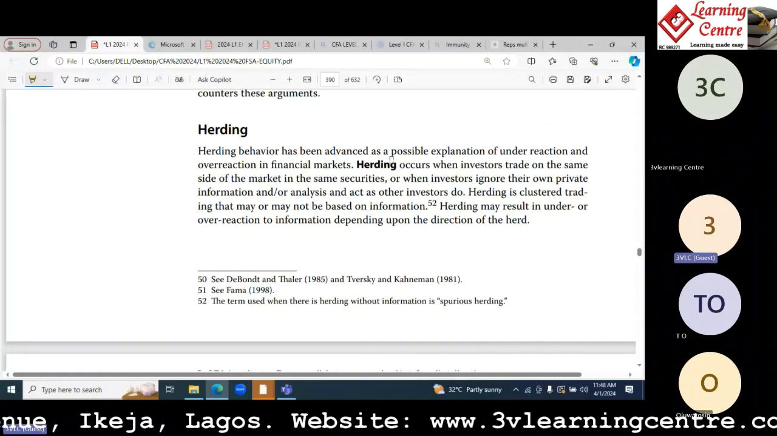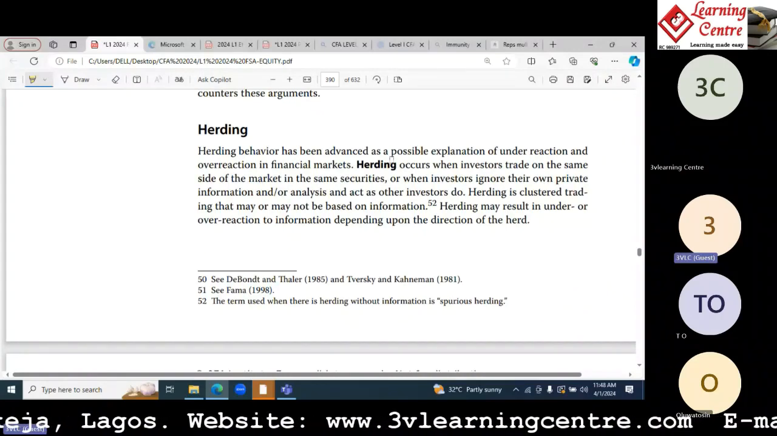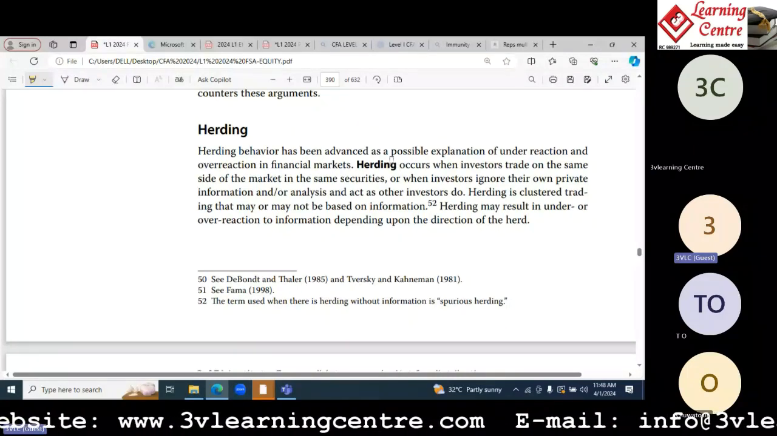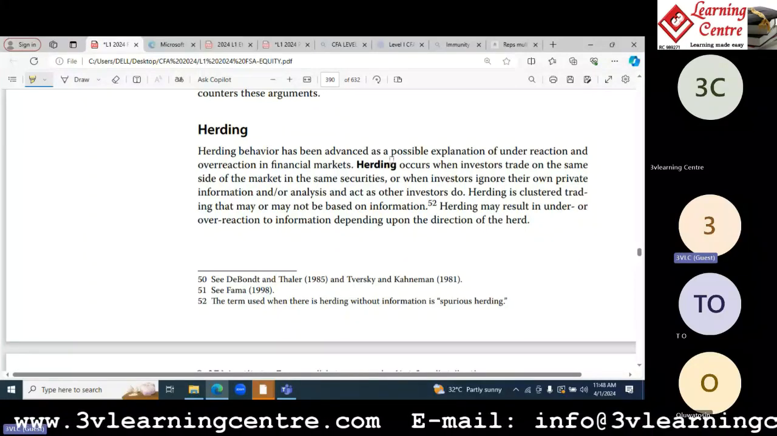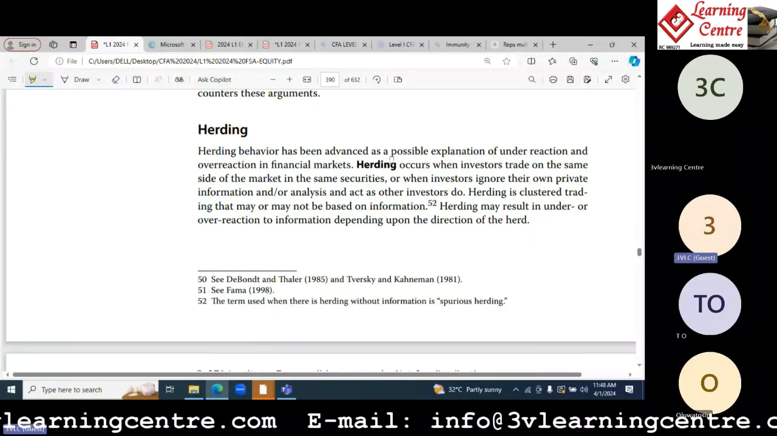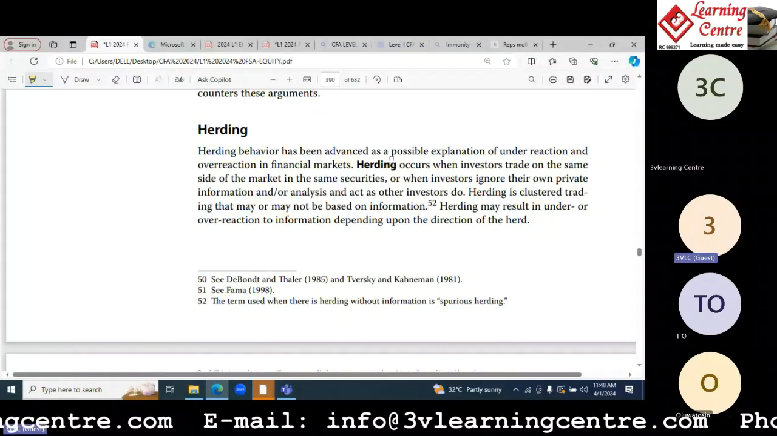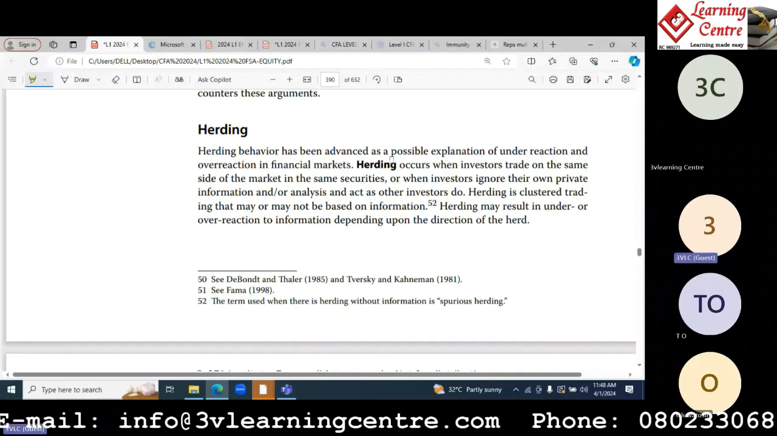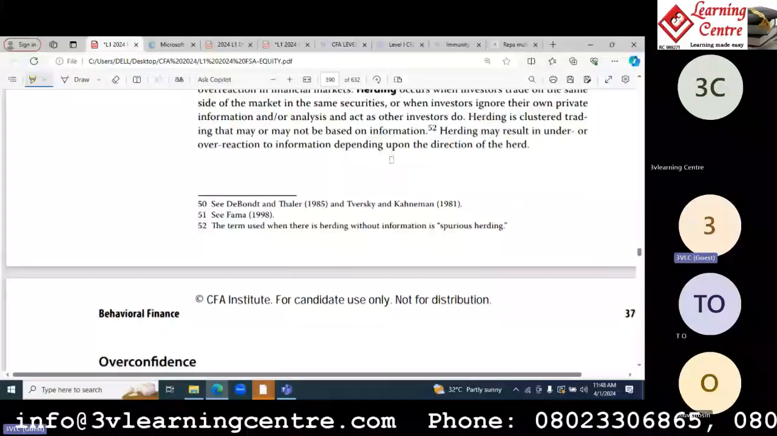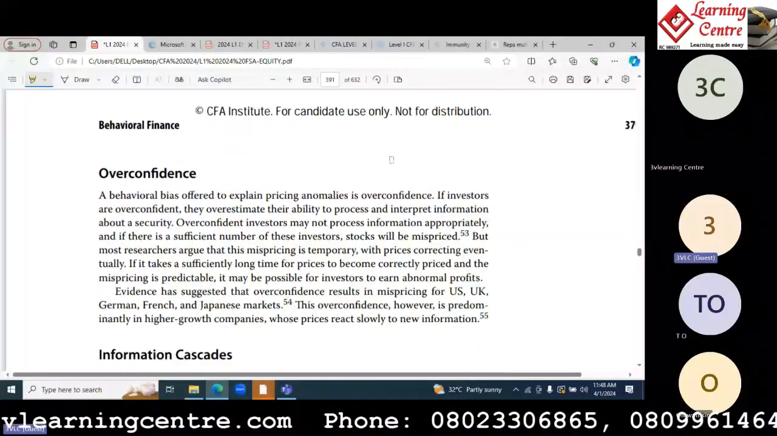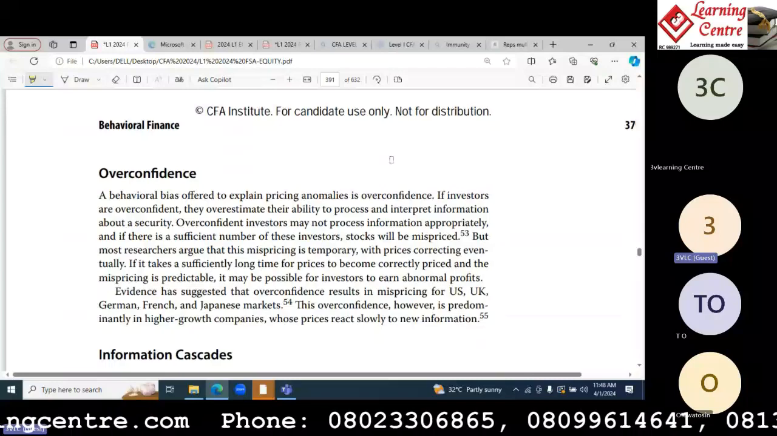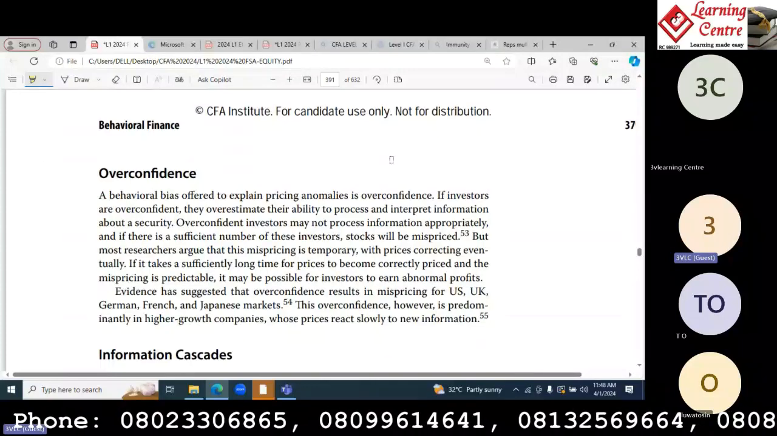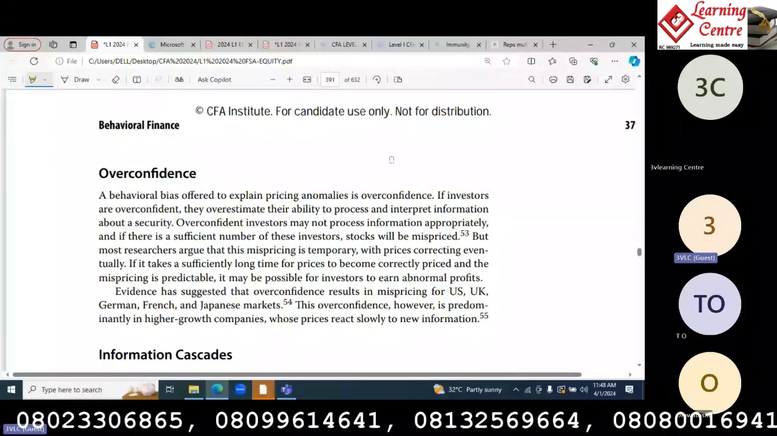You have analyzed the market. You have done your own analysis, or you go and ask Temitayo and Tosin. Tosin, what are you thinking? Tosin and Temitayo will tell you what they are doing. And bam, your own analysis is thrown into the dustbin. It's Tosin and Temitayo's analysis you are going to follow. That is what we call herding. Herding significantly impacts your investment decision. Overconfidence, you can never run away from this. A behavioral bias offered to explain pricing anomaly is overconfidence.